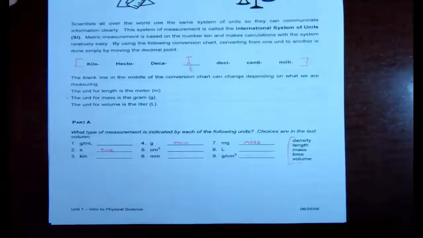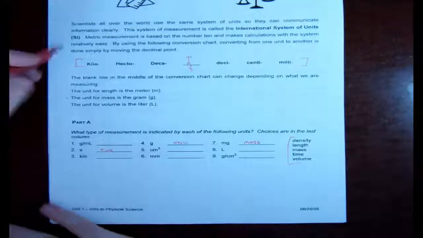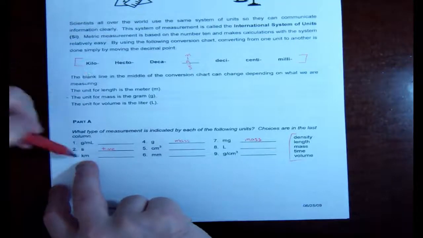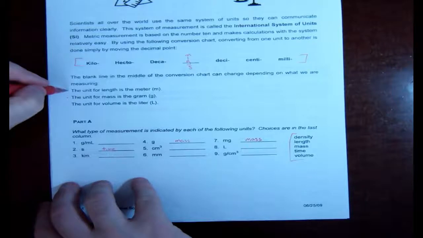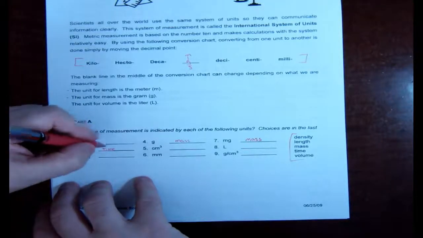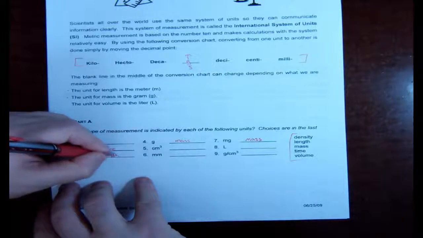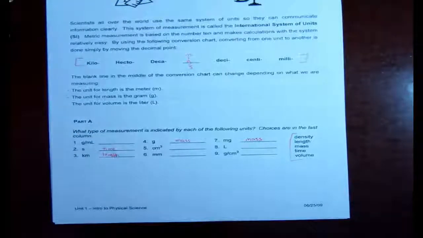Alright, let's do a different one. Let's do number 3, km, kilometer. We don't care about the K, but we care about the M, which is meter, which means length, right? Length or distance. It's fine. L-E-N-G-T-H. What a weirdly spelled word. Why'd you put a G in there?